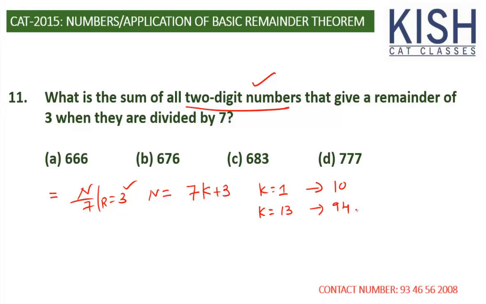Since k equals 1 to 13, it means that k can take 13 different values. It means that there are 13 different terms. All of them are of the format 7k plus 3. Now, instead of trying to find 10 and then the next value 17, the next value 24, we can say the first term 10 plus last term 94 divided by 2 is the average. This is the average of first term plus last term, into the number of terms.